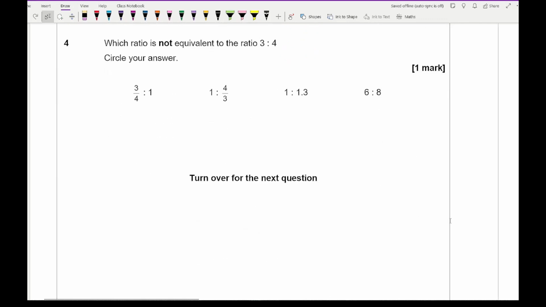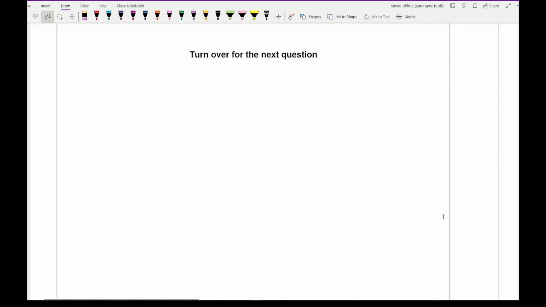Moving on to question 4, it says, which ratio is not equivalent to the ratio of 3 to 4? Well, with this one, if we multiply both numbers by 4 to get rid of the fraction, I'm going to end up with 3 to 4. If I multiply both sides in this one by 3, I'm going to get 3 to 4. If I multiply this one by, let's say, 3, this is going to be 3 and this would be 3.9, so far that's a good candidate. And here if I simplify and divide both the numbers by 2, I get 3 to 4. So the correct answer I need to circle is 1 to 1.3.